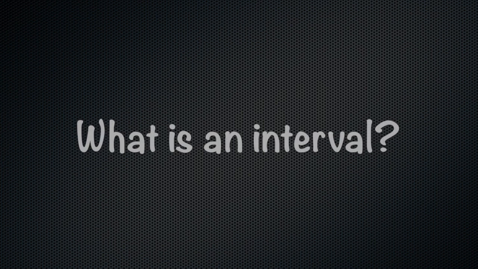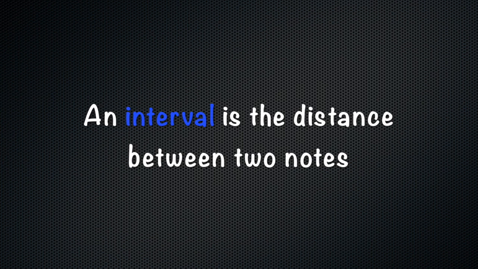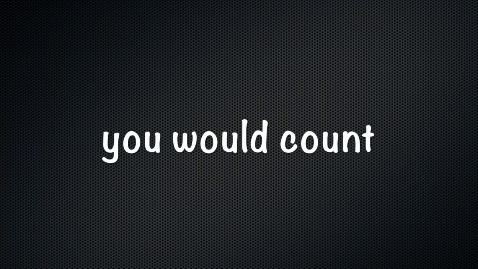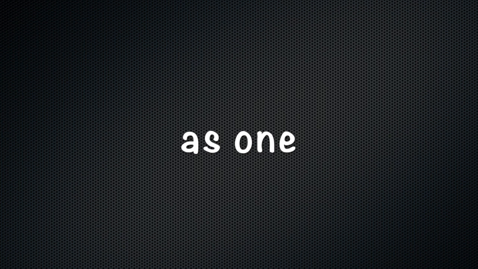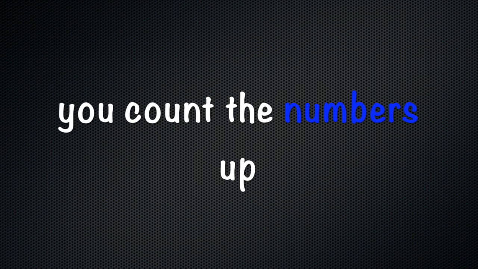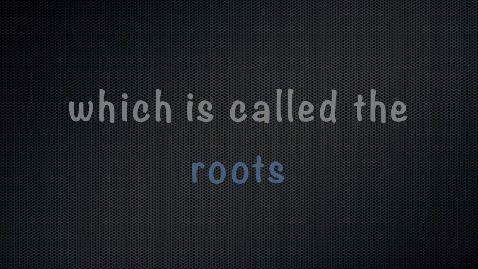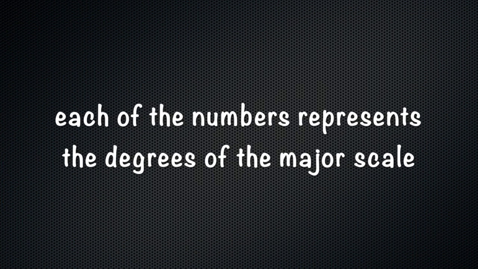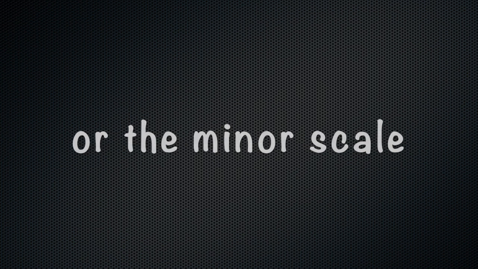First, we start with what is an interval. An interval is the distance between two notes. You would count the lowest note of an interval as 1. And then you count the numbers up from the lowest note, which usually is called the root. And then you count it to 1, 2, 3, 4, 5, and 6. And each of the numbers represents the degrees of the major scale, mostly. It could also be the degrees of the minor scale.